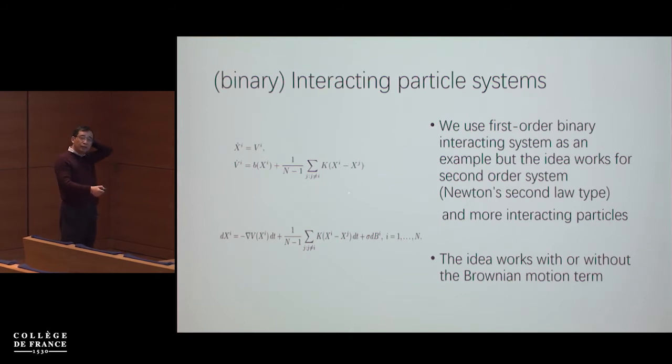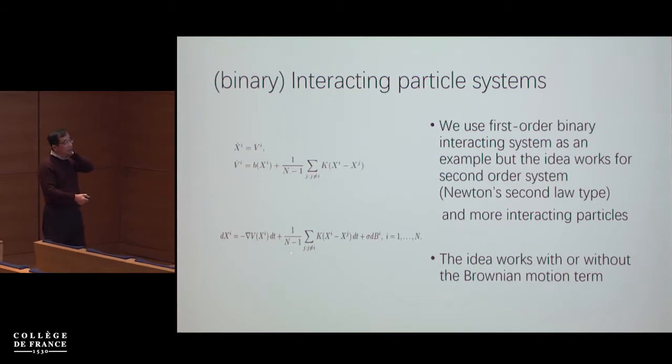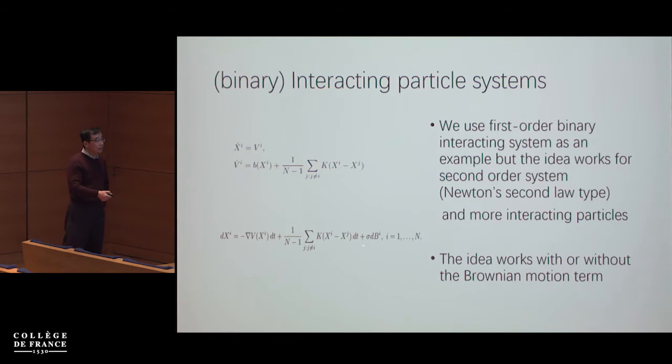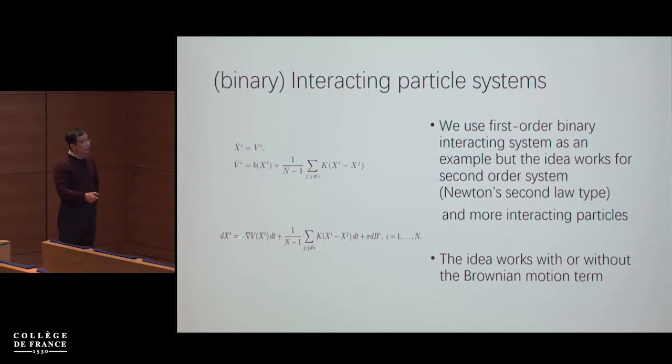If you take some limit, for example the over-damped limit, you have this Langevin type equation. You can eliminate the v, so you essentially get this first order particle system. You have an external potential, given by the gradient of some potential, and this is the interacting potential between particles. You may also allow some Brownian motion term here. I made the main idea and theory for these equations, but that same idea works equally well for the second order systems.